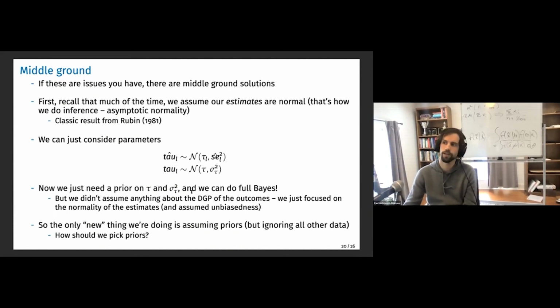All we really are exploiting here, we didn't have to talk about the distribution of the outcomes, the data generating process of the outcomes. We just focused on the normality of the estimates and assumed unbiasedness, right? There's no bias term that shows up here. The only new thing that we have to do is assume priors, right? We need some sort of prior to do full Bayes. And so how should we pick those priors?